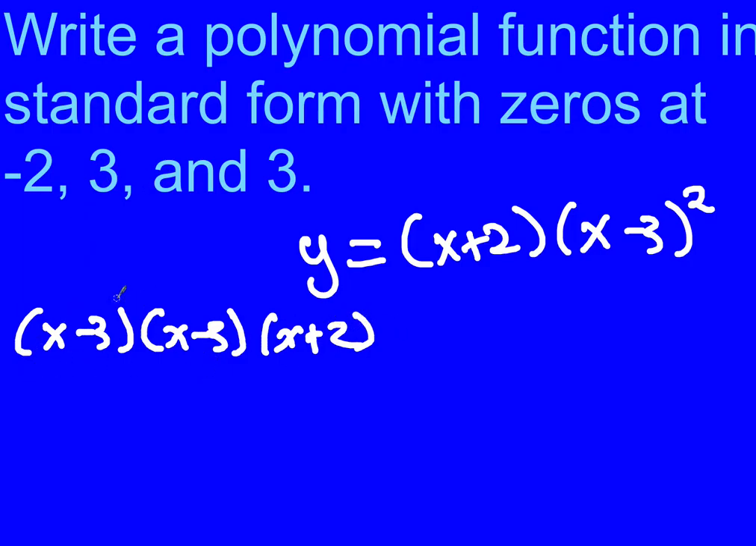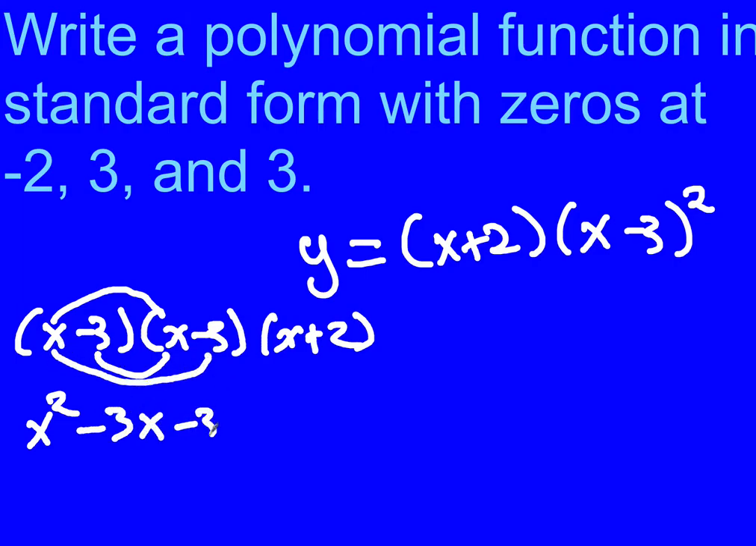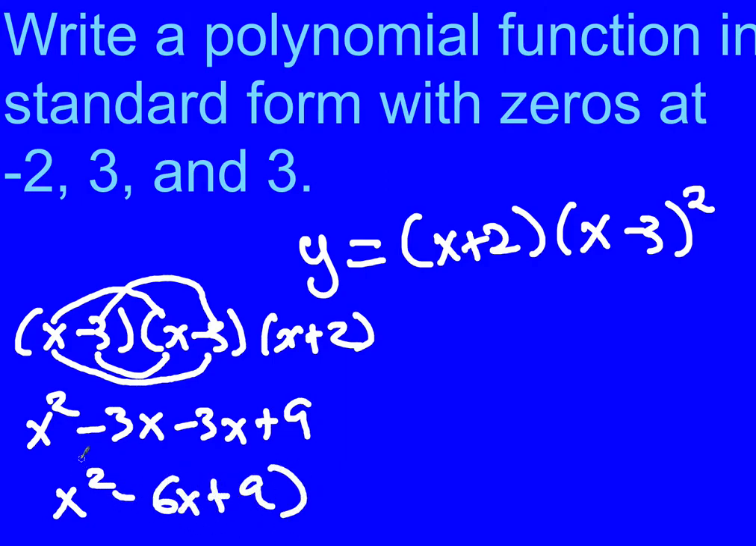So let's start with these first two, and let's FOIL. X times x is x squared. -3 times x is -3x. X times -3 is -3x. And -3 times -3 is +9. So I can write that as x squared minus 6x plus 9. And then multiply this times x plus 2.